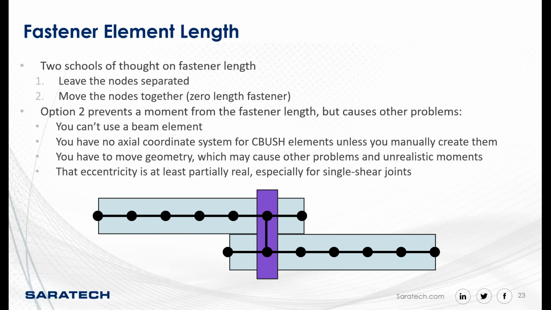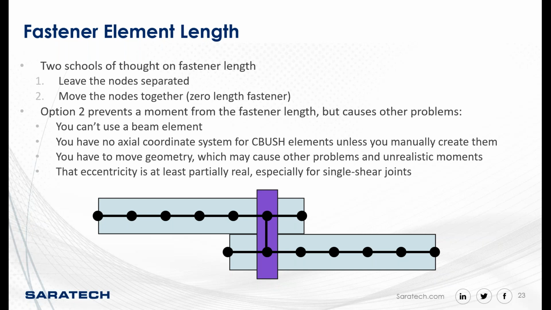Now, putting the nodes together may prevent that moment, but it complicates some things. One is you can't use a beam element at that point because you can't have a zero-length beam. If you're using bush elements, you no longer have an axial coordinate system unless you explicitly create a coordinate system for your fasteners, which may potentially require creating separate coordinate systems for hundreds of fasteners, which is probably not going to be very practical.